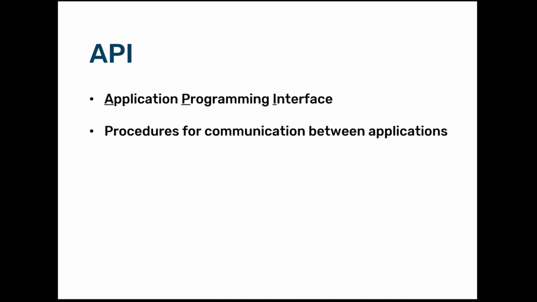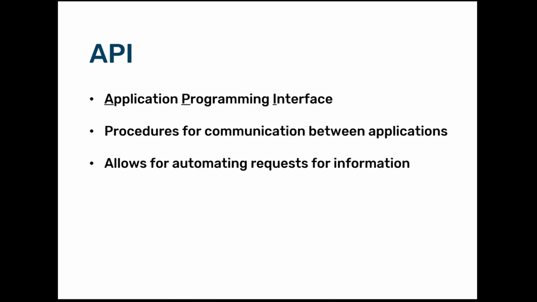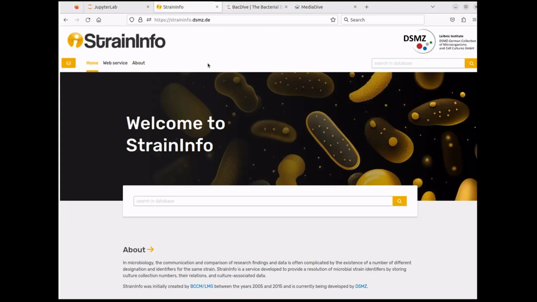So what that means is that the procedures can be used in code to communicate with an application like a software or a website like our databases. And that means that with our database APIs, we can now write code that automatically requests information from them. I'm going to introduce you to each of the 3 databases' APIs, and I'm going to start with StrainInfo again.